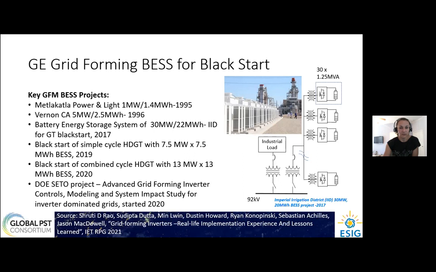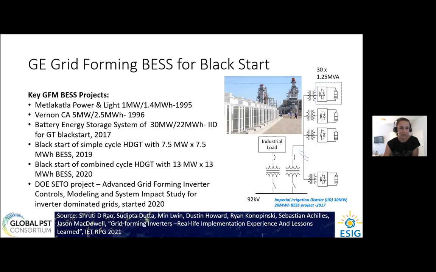Similar one is this Imperial Irrigation District project. It's a 30 megawatt grid forming battery. It can run in microgrid application, so like island application, and it also can do black start. And then the other two projects are providing black starts for simple cycle heavy duty gas turbines. This is where diesel or some other kind of generation could have been used, but they were under environmental constraints, and so they were looking for environmentally friendly solutions and went for battery.